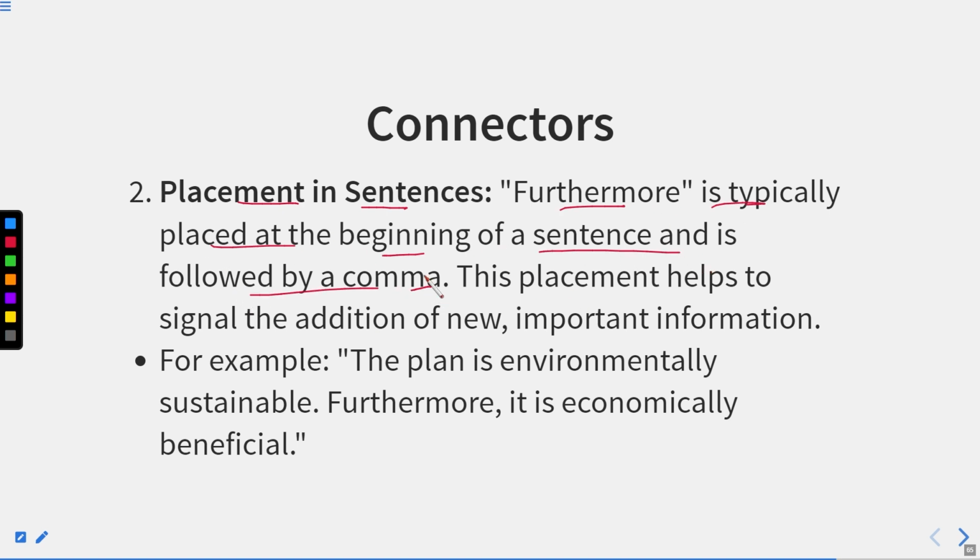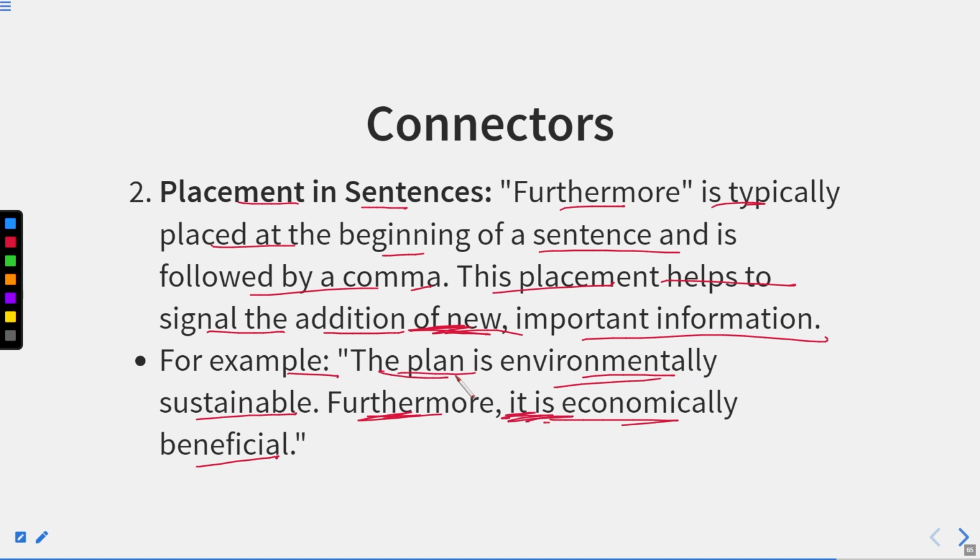But it starts the sentence, which is actually the additional information, not the starting sentence. Displacement helps to signal the addition of new important information. Okay. So this is not the first sentence, but it is the additional information which is related to the previous statement. For example, the plan is environmentally sustainable. Furthermore, it is economically beneficial. So it is joining the additional information which is added to the plan which is environmentally sustainable.